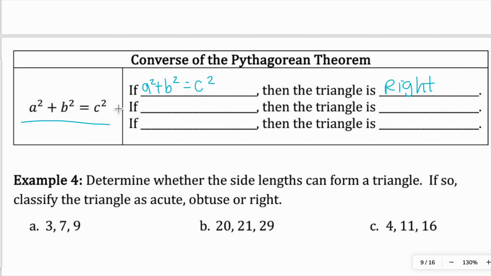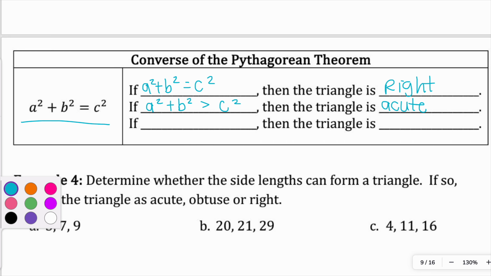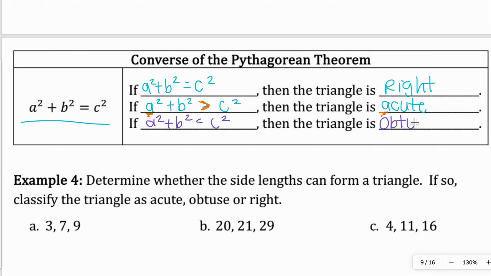We know that, okay? But if a squared plus b squared is greater than c squared, that one is going to leave us with an acute triangle. One way I remember this would be acute, notice my alligator's mouth is opening up to the side with the letter A. So that's going to help me remember it's acute, okay? And then if a squared plus b squared is less than c squared, which means c squared is longer than a and b combined, then that's going to make an obtuse triangle.